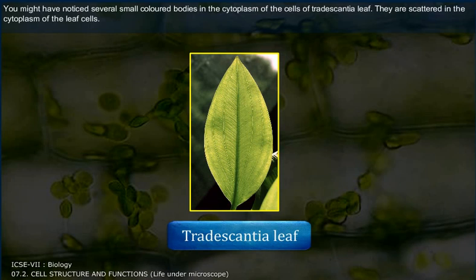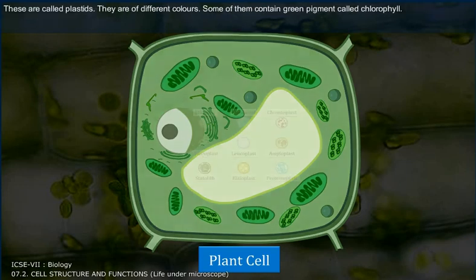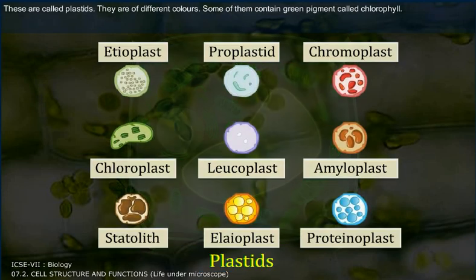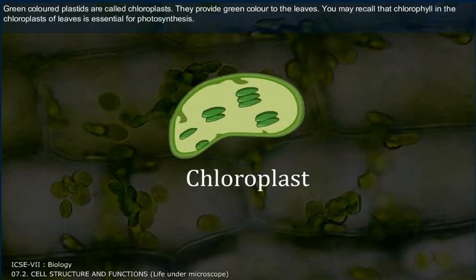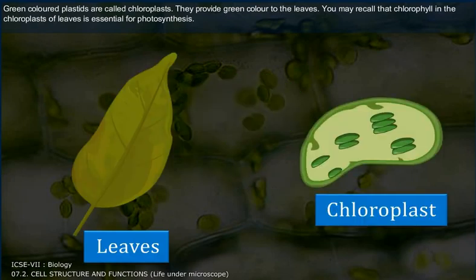You might have noticed several small colored bodies in the cytoplasm of the cells of the Rhoeo leaf. They are scattered in the cytoplasm of the leaf cells. These are called plastids. They are of different colors. Some of them contain a green pigment called chlorophyll. Green-colored plastids are called chloroplasts. They provide green color to the leaves. You may recall that chlorophyll in the chloroplasts of a leaf is essential for photosynthesis.